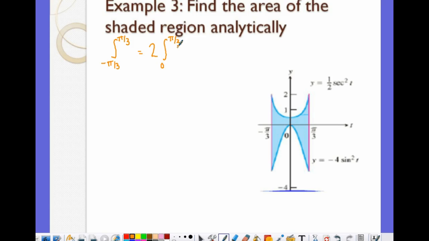So what would be my top and what would be my bottom? Yep. And then the bottom, yeah, the negative 4 sine squared t. So let's do our integral.